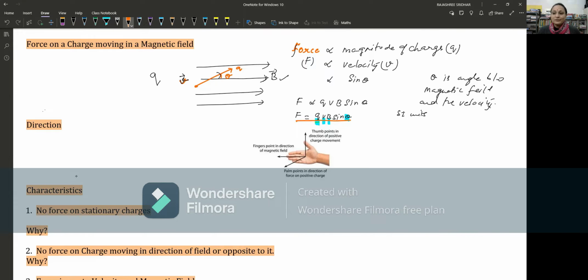Sine 0 is 0, and sine 180 is also equal to 0. Right? So these are the factors on which this Lorentz force, or force on the charged particle, depends. Okay. Now, let me ask you a few questions.